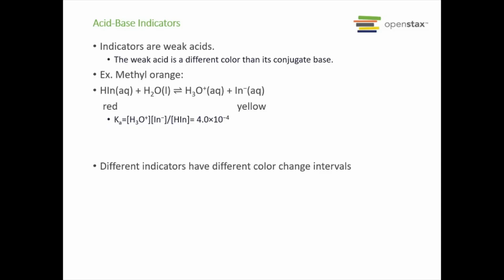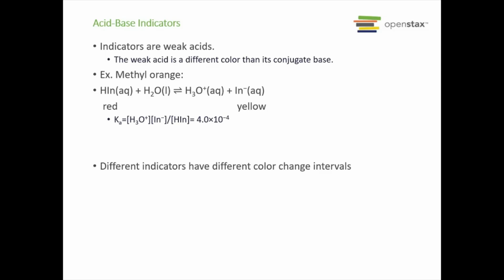So you need to make sure that you choose the right type of indicator, because there's a lot of them. Now, they are weak acids. So the weak acid is a different color than its conjugate base. For example, methyl orange, IN means indicator, in its acidic form is red. When you add it to an acid, it's red. But its conjugate base, so once you've reacted all that away to form its conjugate base, is yellow. And it has a Ka of 4.0 times 10 to the negative 4th.